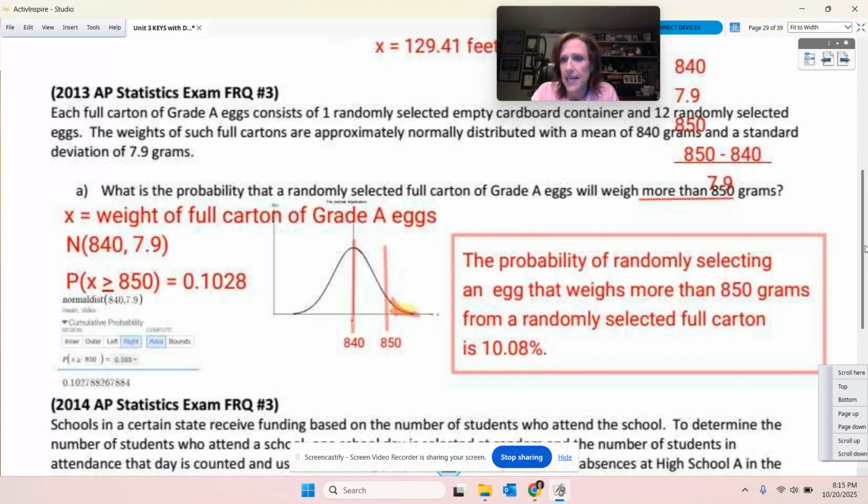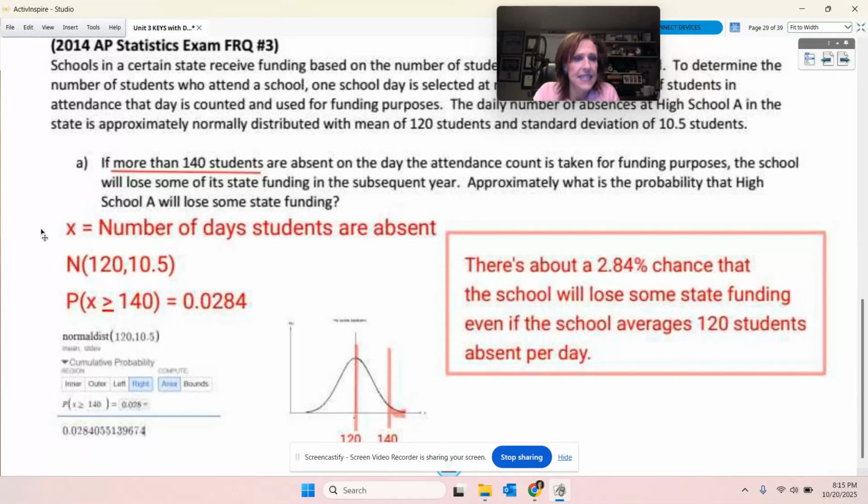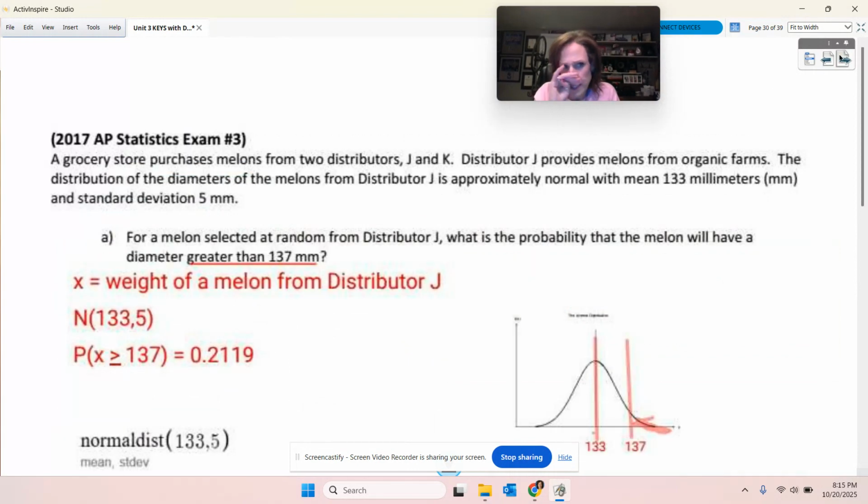All right, and the next one here we have X is the number of days students are absent, defining that context. The normal model is 120 and 10.5. Three, tell me what you want. I want the probability that X is greater than or equal to 140 because that's when we're going to lose funding. Four, draw a picture. Five, give the answer. So I went and I did that in Desmos, and the area to the right was 0.0284. All right, and I think there's one last one on this next page.